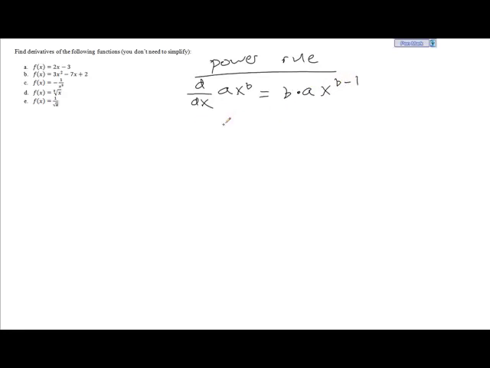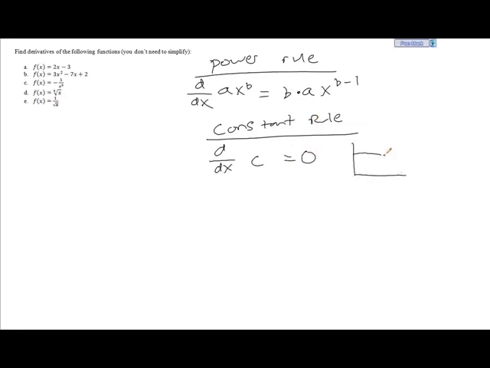Then I also have the tool of the constant rule, and the constant rule says the derivative of any constant value is equal to 0. So if you remember, the rate of change of a constant function is a straight horizontal line, and that has a 0 slope, and the derivative tells us the instantaneous slope, but in this case it's always 0.